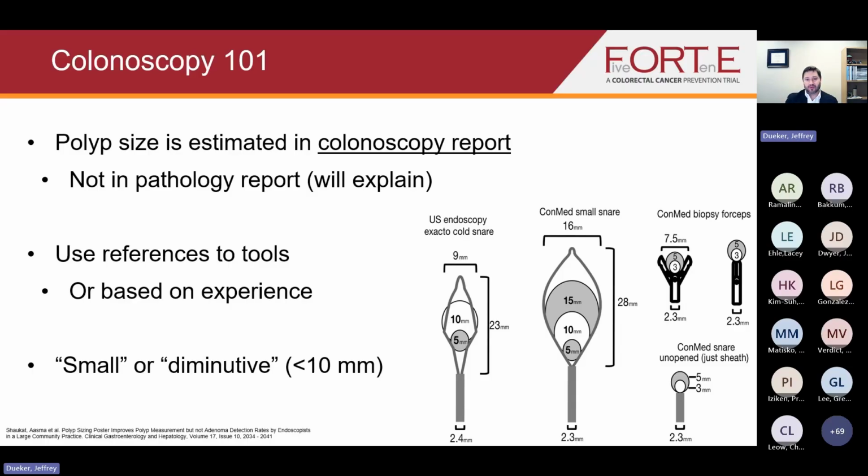And this is a very nice paper that was written by one of our steering committee members.